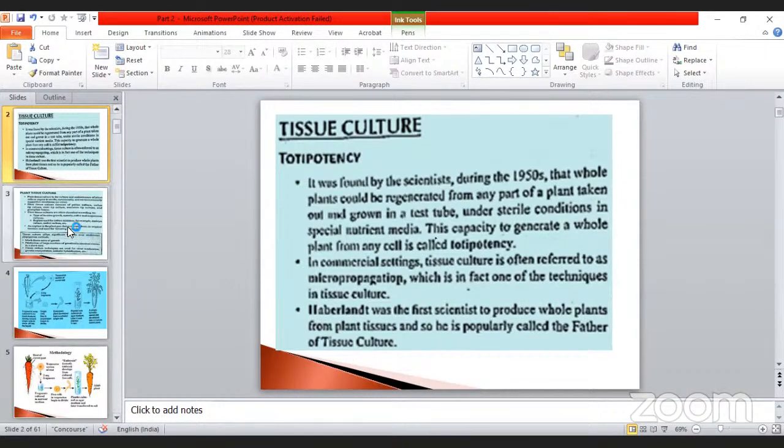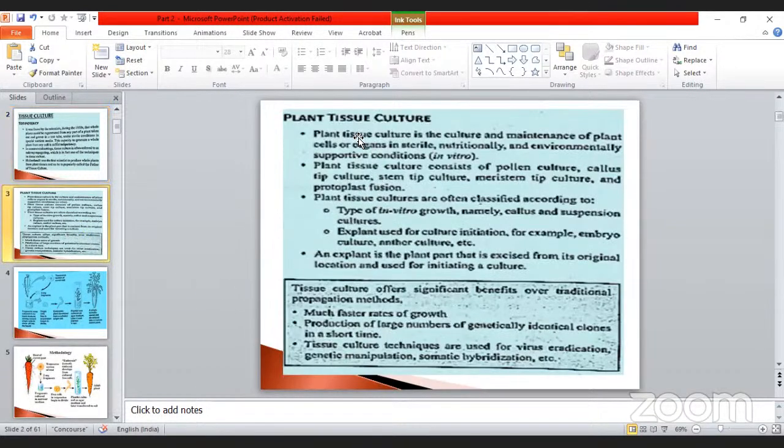Tissue culture is already available, isn't it, my dear? And plant tissue culture is very, very important, because within a short period we will get a large number of plantlets in in vitro condition. That is nothing but the laboratory condition. That we also already discussed.